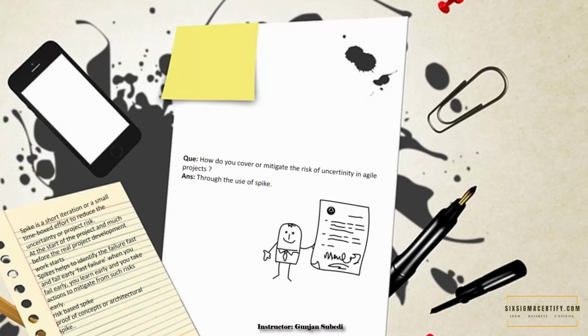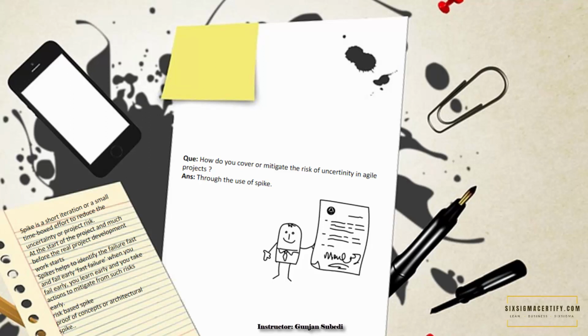This is not so important from the exam perspective, but just shortly understand that it could be a brief risk-based spike, proof of concept, or architectural spike. So we just talked about the short iterative approach of dealing with the agile-based uncertainty.